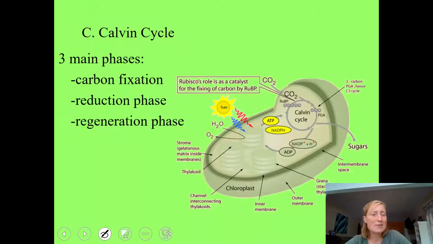Yay. The Kelvin cycle is divided into 3 main phases. First, you fix carbon dioxide. Second, you reduce and make a sugar. And third, you regenerate. So we need to sort out what that all means. Here's another picture of a chloroplast, and what's happening are the light reactions and the Kelvin cycle in the chloroplast.